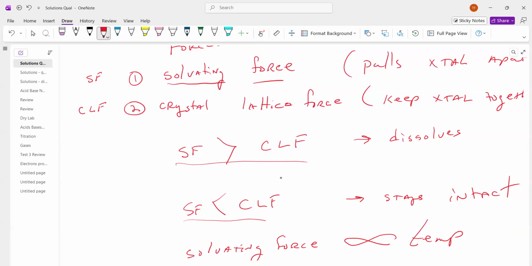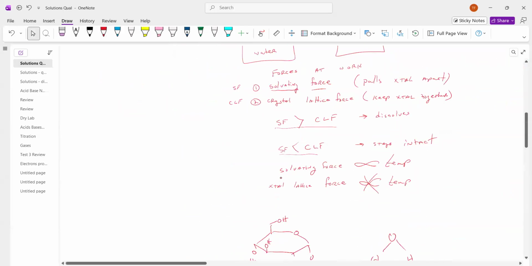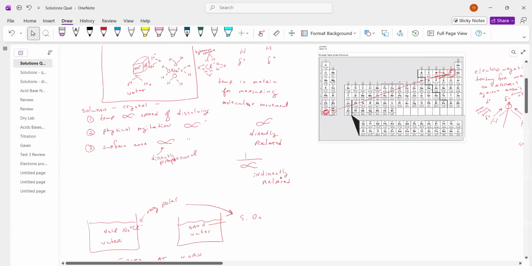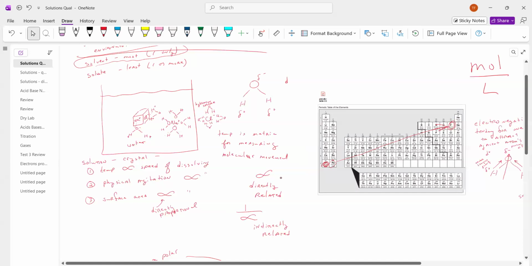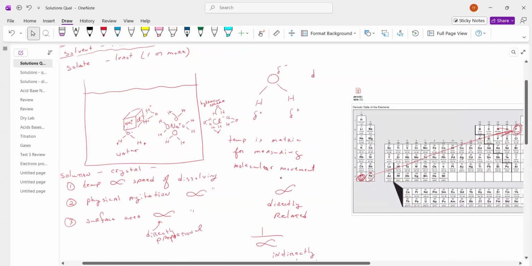Okay, on your tests, you will have a guaranteed question like this, where we ask you to describe with a diagram how a crystal dissolves. Every test I've given in the last 20 years teaching this prep-like class, I've given that question out. Okay.